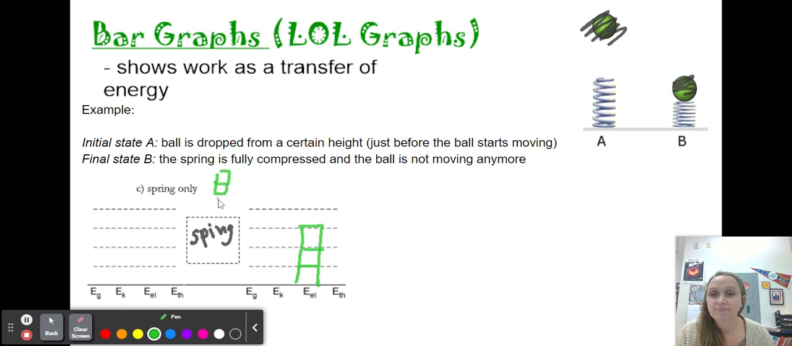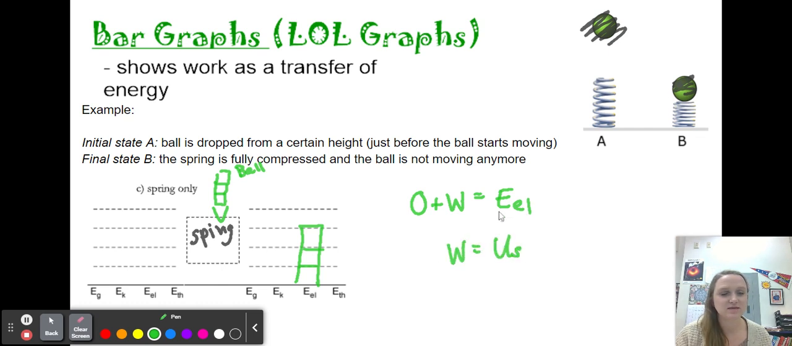Now, I know the ball did it, but what we would do here is we would see that 3 blocks of energy just entered our system. Now, this is from the ball. We know it's from the ball, but there's just 3 energies coming in. If we were to write an equation for this, we'd say 0 plus work, because there's 0 energy here, plus the work from the ball, is going to be equal to our, I'm just going to use this notation, elastic. Or we would say work equals U_S. I'm sorry, I switched the notation here. This is the one AP wants us to use.